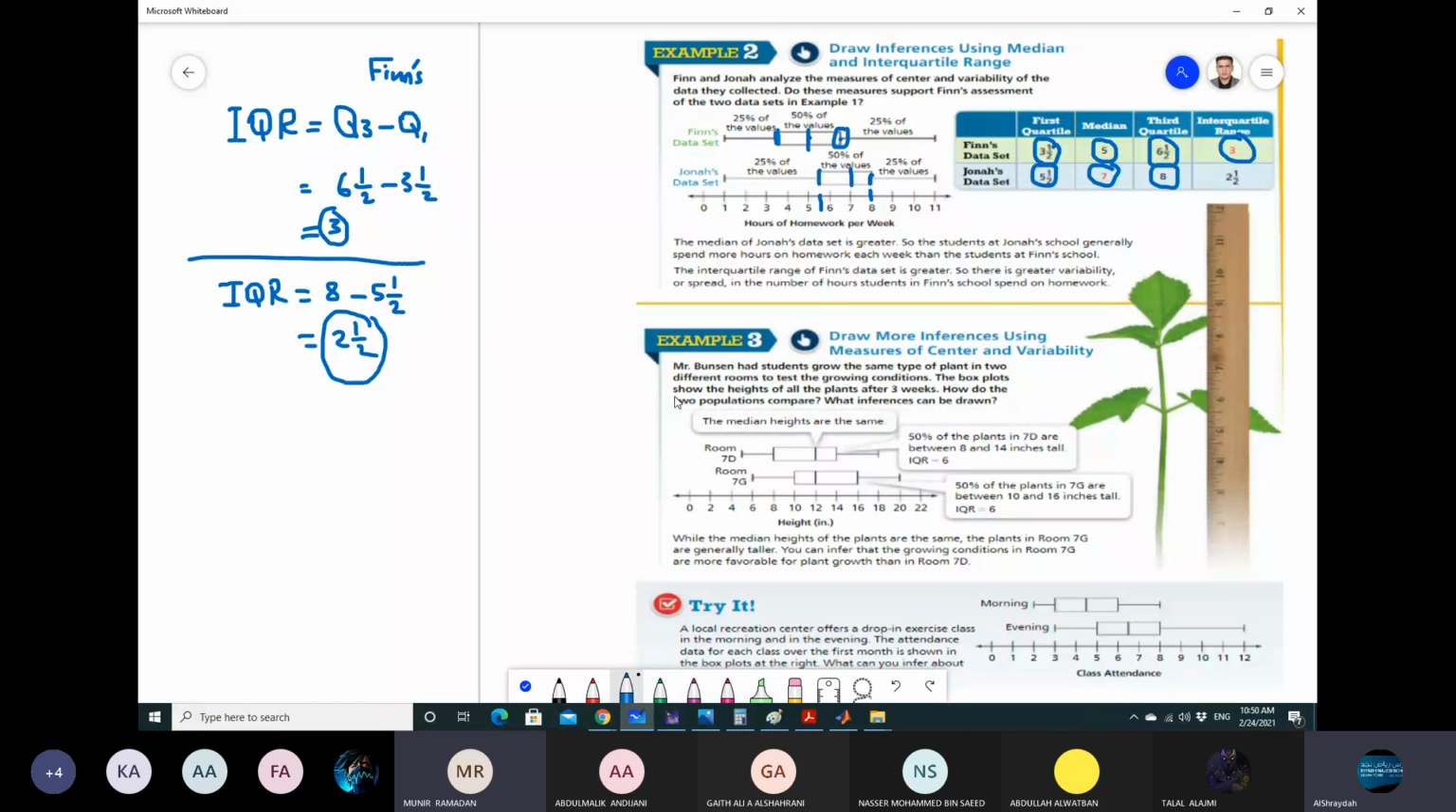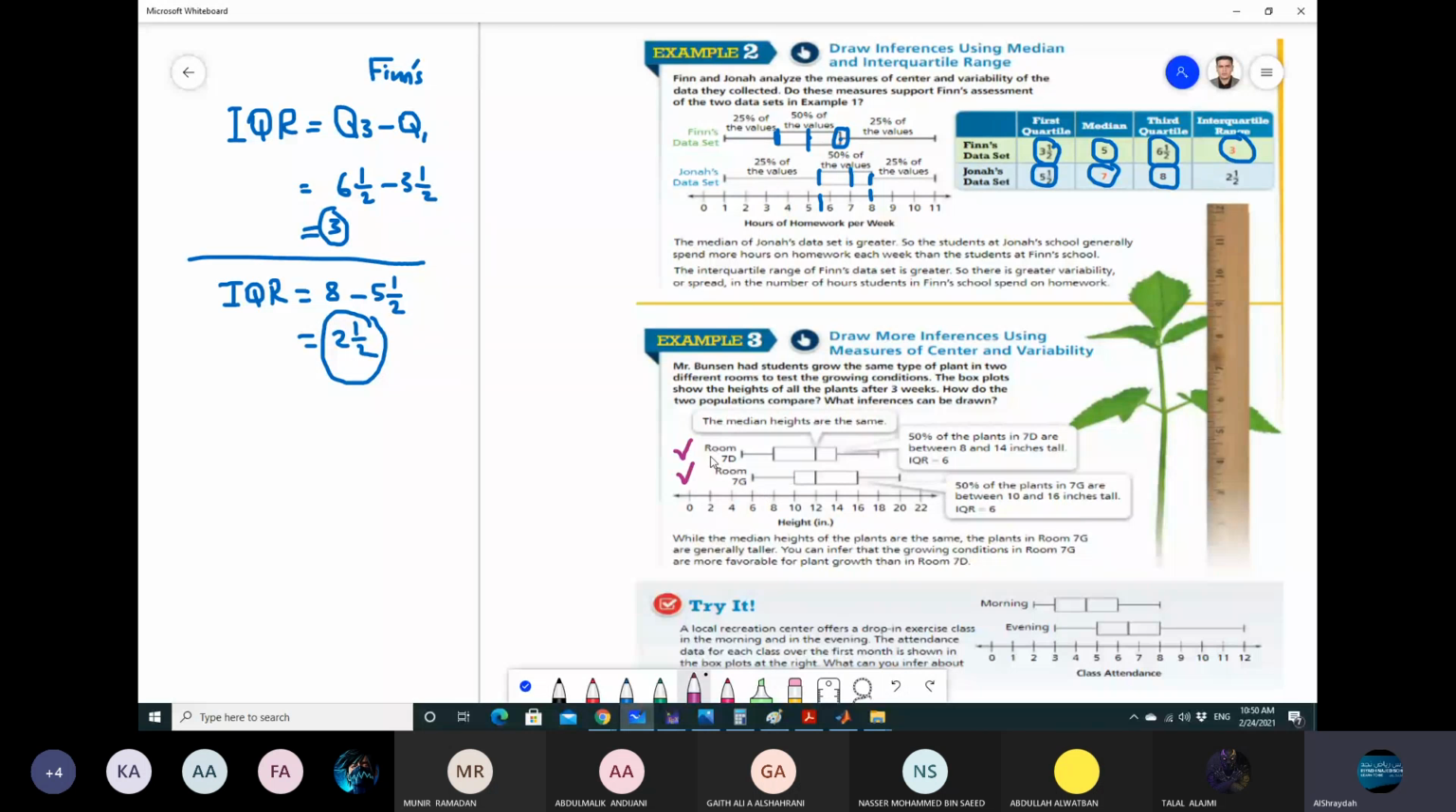Do you understand the question? Yes. Okay, so could you please tell me the median? Here we have 2 groups. This is the first group for the first room, room 7D, and this is the second. We have 2 samples.